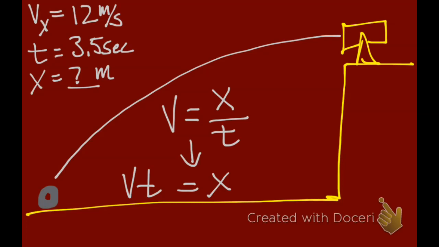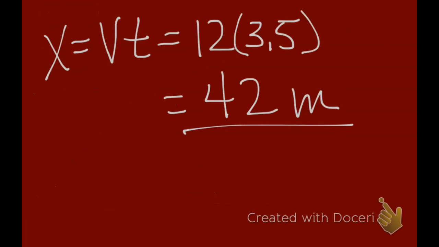So we use our velocity equals x divided by t formula, and we rearrange that to solve for x. So velocity times time is equal to x. Let's plug in the numbers. So x is equal to v times t, and that's 12 times 3.5, and when you calculate that, you get the answer to the meaning of life, the universe, and everything, 42 meters.